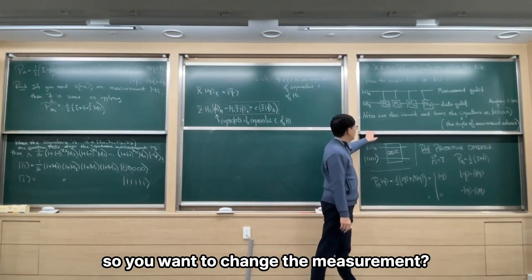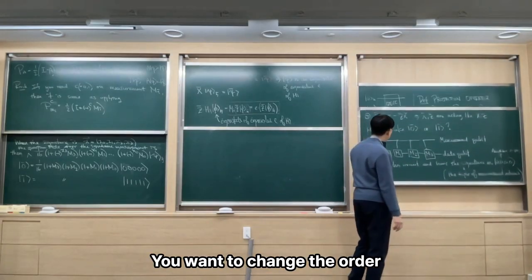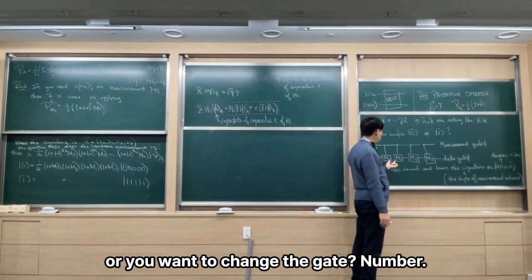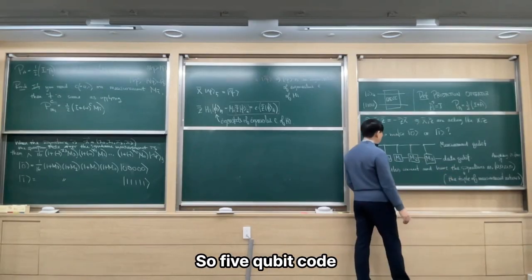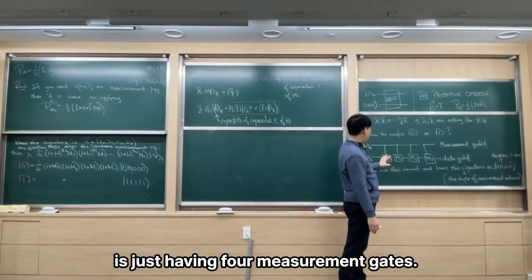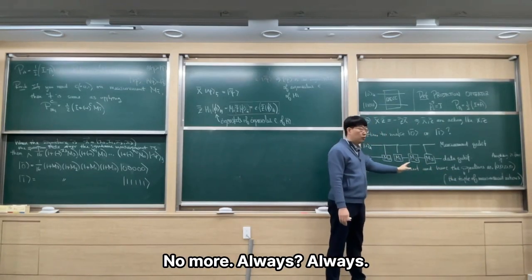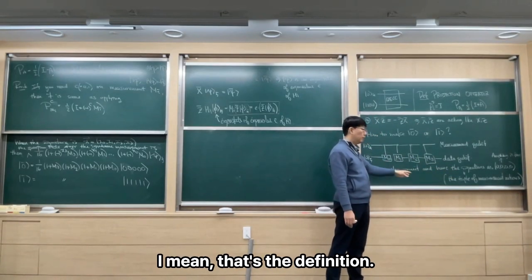So you want to change the measurement? You want to change the order, or you want to change the gate? Number. You want to increase the number of the measurement gates. So the 5 qubit code is just having 4 measurement gates, no more. Always. I mean, that's the definition.